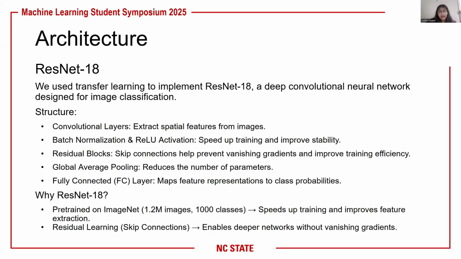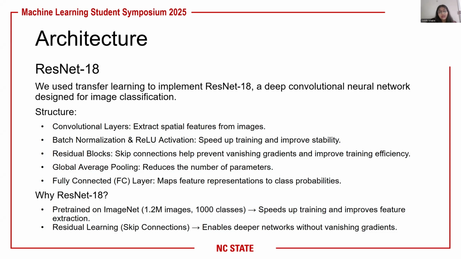Now, moving on to the architecture, we basically tried to implement transfer learning and used ResNet 18 as our base model. There are two main reasons why we used ResNet 18. The first reason being that it is pre-trained on the ImageNet dataset, which has 1.2 million images, and it can classify these images into 1,000 classes. So basically, all the hyperparameters of ResNet 18 models are already tuned, and it is amazing for image classification tasks.